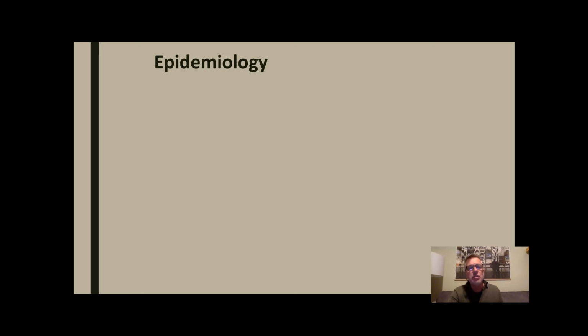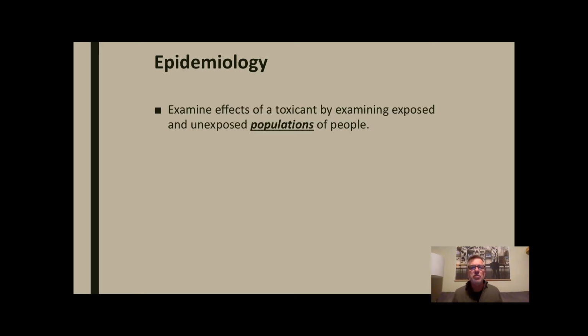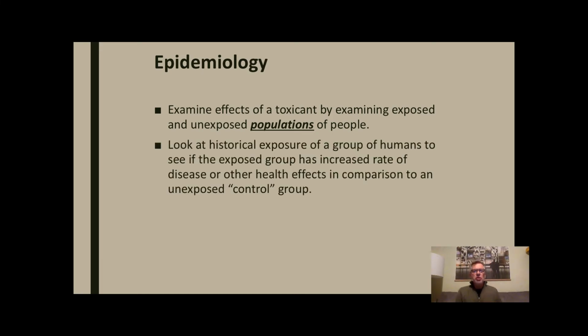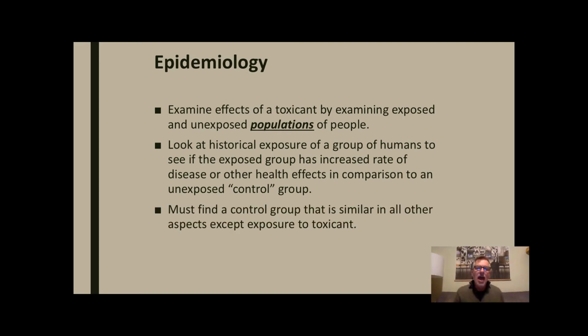An epidemiological approach instead looks at populations of people who have been exposed to a toxicant and compares them with similar populations of people who have not been exposed to the toxicant. So you look at historical exposure, usually of a group of humans, so it's exposure that occurred in the past, and you see if that exposure has increased the rate of disease or other health effects in comparison to unexposed control groups. Finding a control group that is similar in all other aspects to the exposed group is really a difficult task, and it's what you learn when you go to grad school and try to become an epidemiologist.